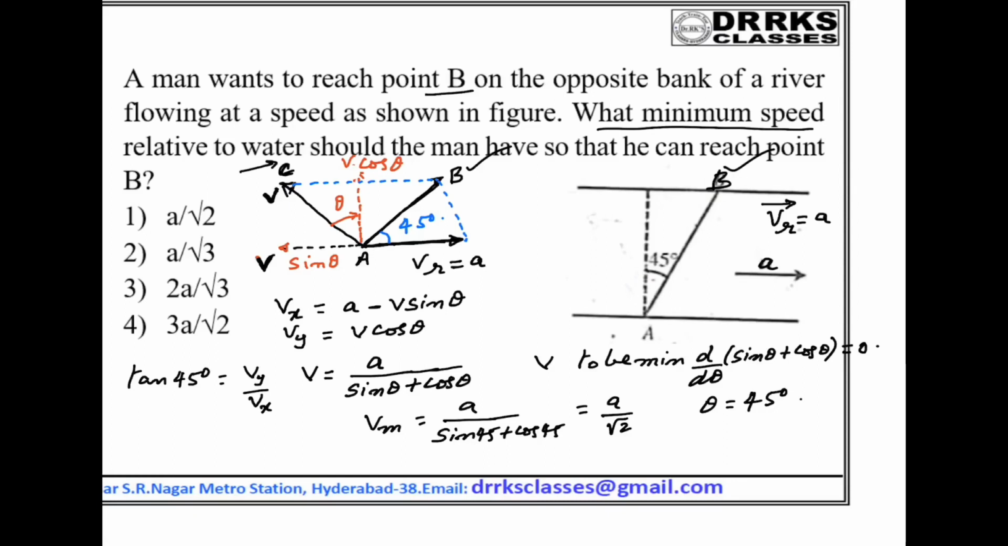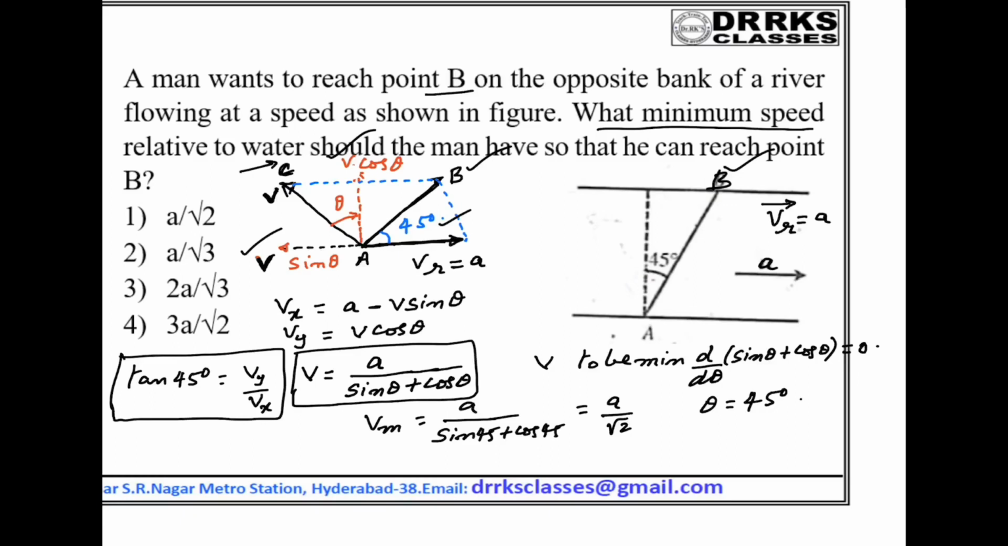So let the velocity of the man make an angle theta with the vertical. Then you resolve into V cos theta and V sin theta. So the resultant velocity along the x direction is VR minus V sin theta, where VR is A, and Vy is equal to V cos theta. And we know that tan 45 is given as Vy by Vx. So we can write V in terms of theta.